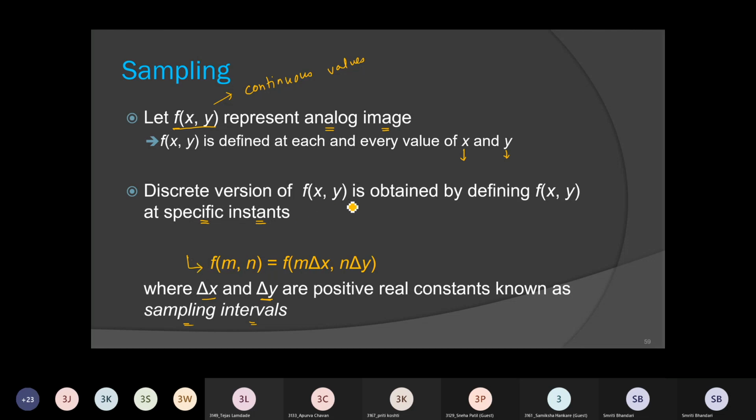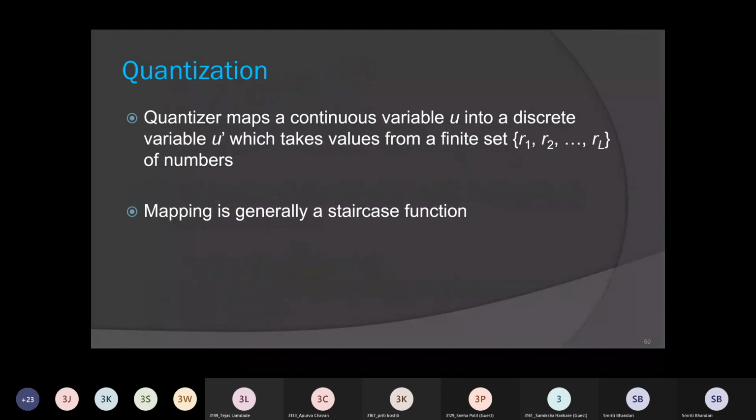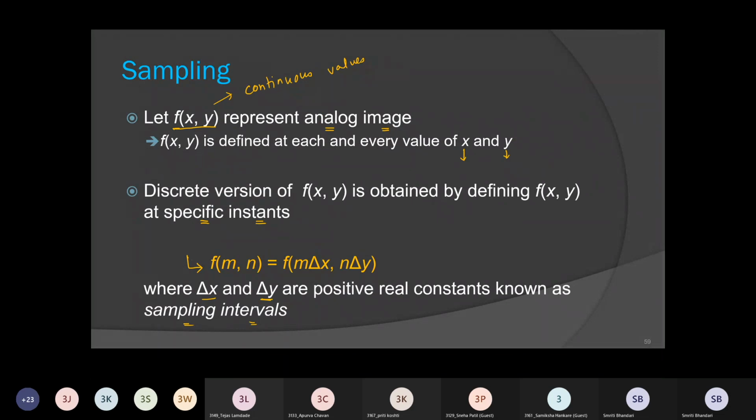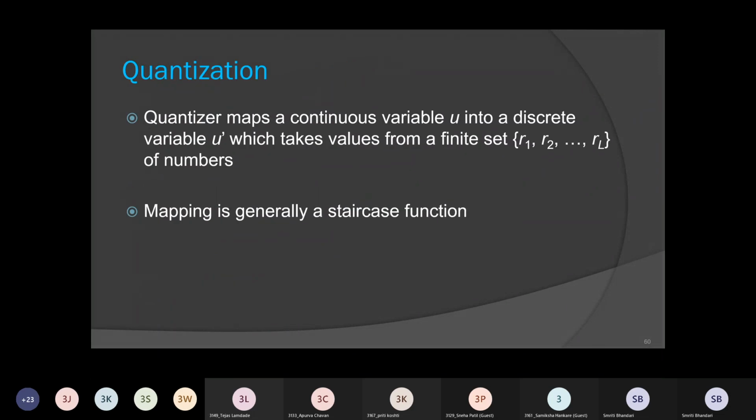So with this explanation, our discrete version of image f(x, y) can be written as f(m, n), where this can be represented as f(m delta x, n delta y). What it means? It means that at regular sampling intervals, whatever are the values of my signal, I'll be using only those values, not all values, right? So this is what we mean by sampling.